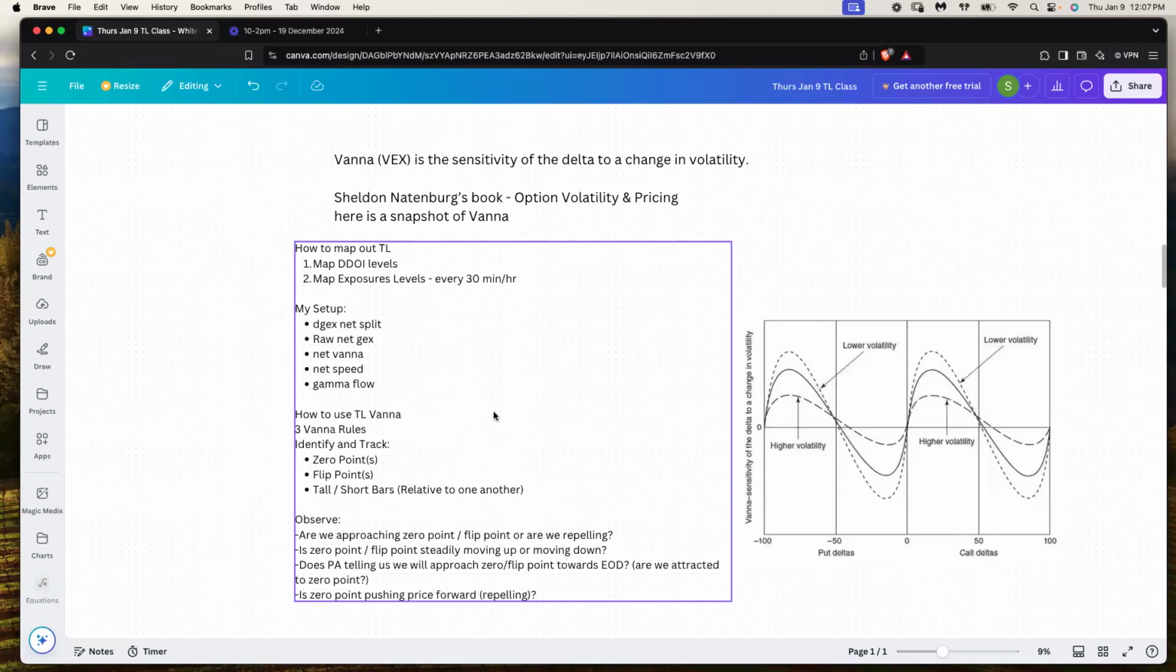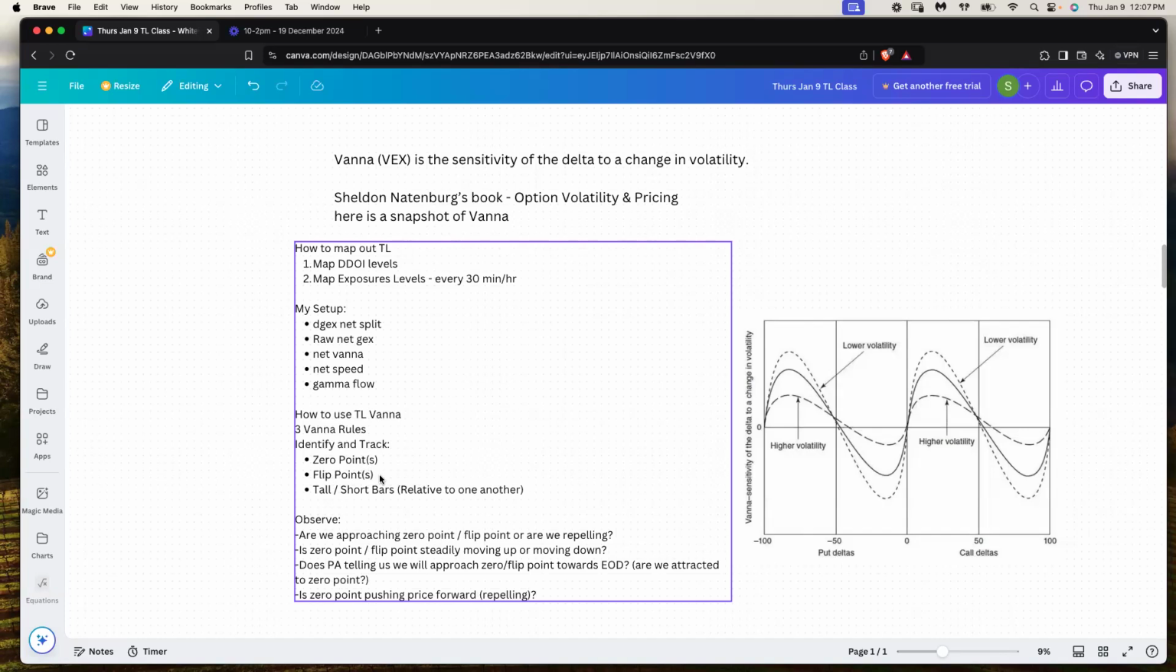As we're going to focus on Vanna, basically what you need to do when you look at Vanna is track 3 things. You want to identify the 0 point or points. Sometimes there are multiple, but generally towards the end of the day there's only going to be 1. Same thing with the flip point: there's either going to be 1 or a couple. When you have multiple 0 points or multiple flip points, my rule of thumb is to wait for the data to clean itself up, right?